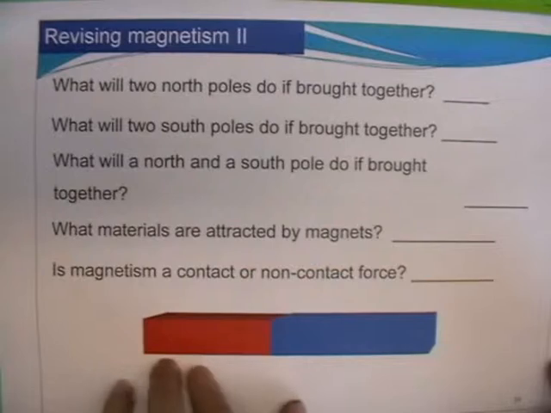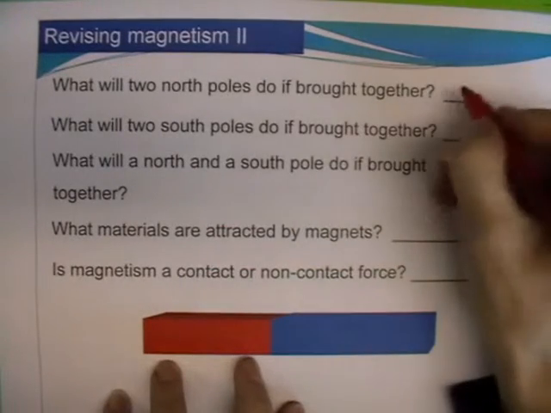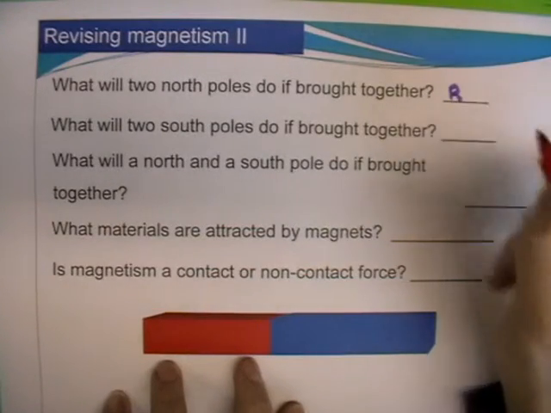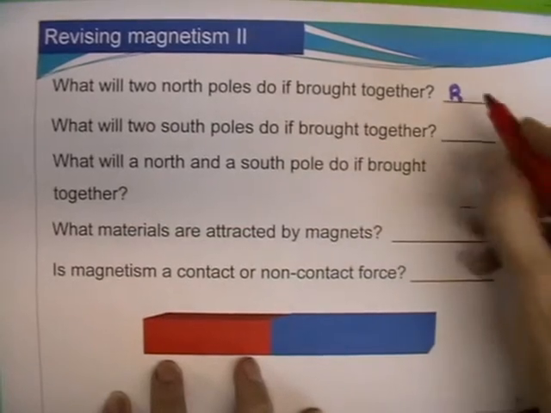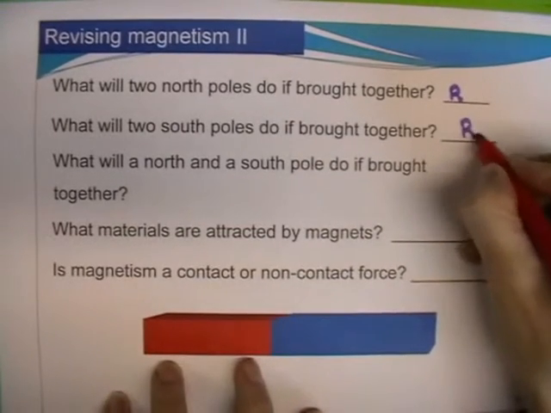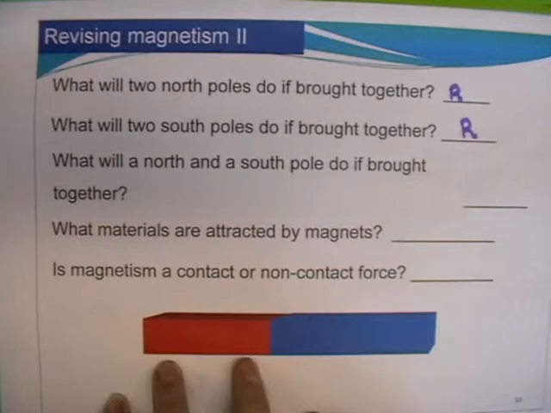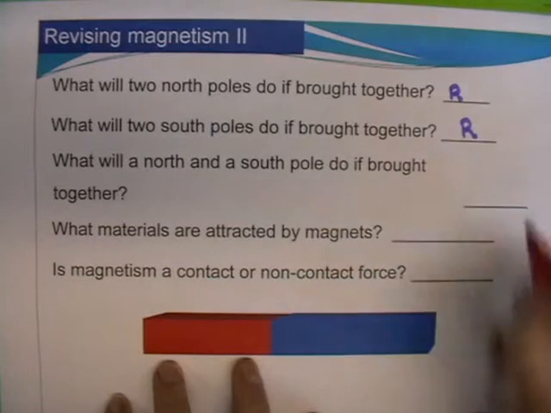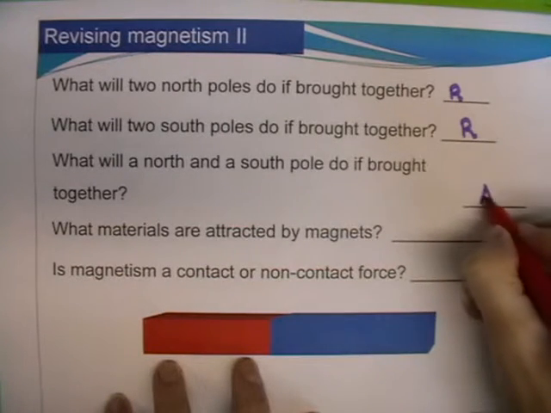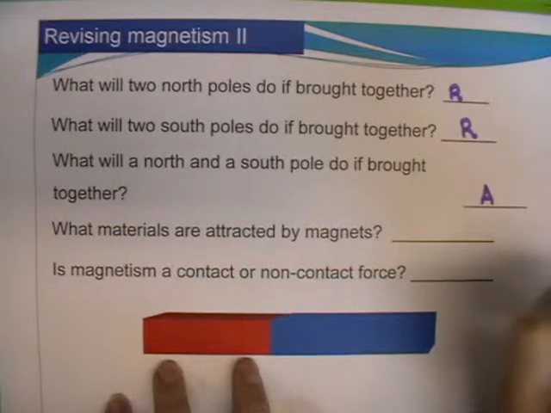What will 2 north poles do if they are brought together? They will repel. I'll just write an R there. What will 2 south poles do if brought together? They will do the same thing. They will repel. What will a north pole and a south pole do if brought together? They will attract.